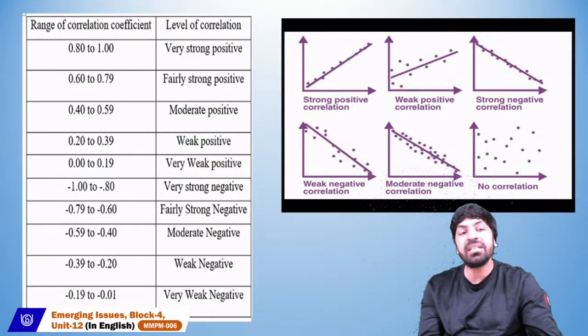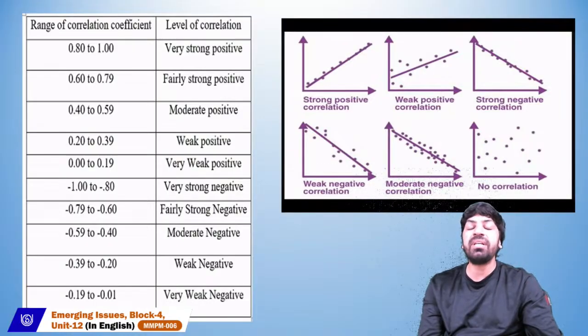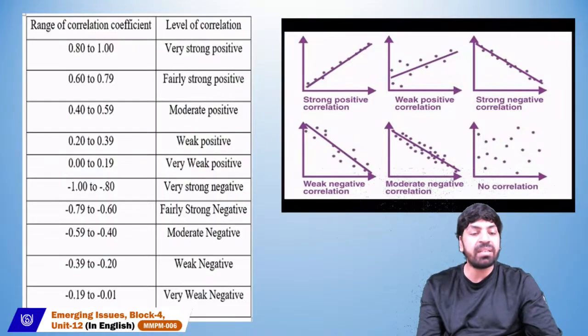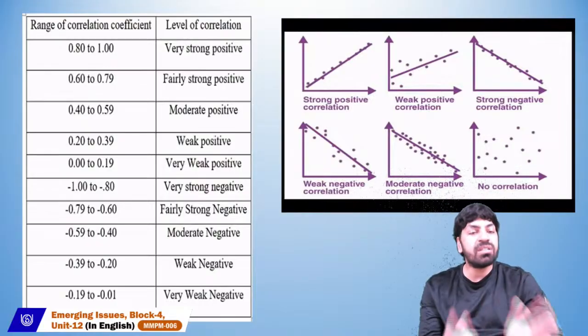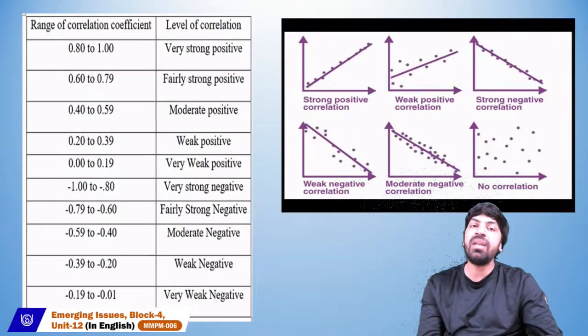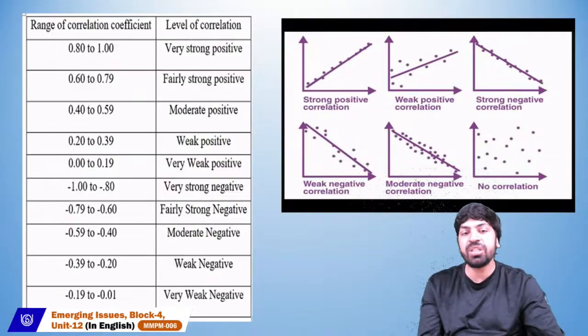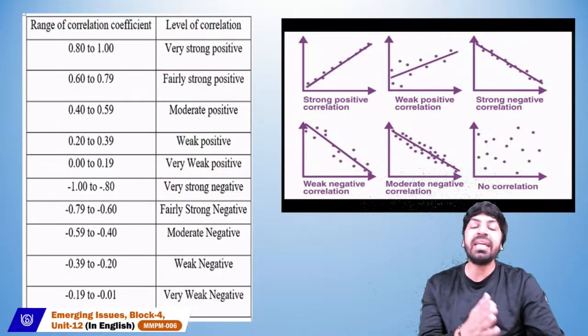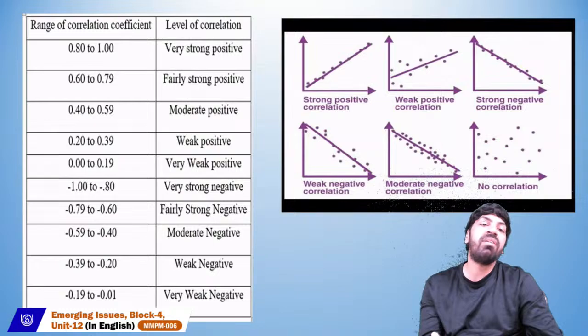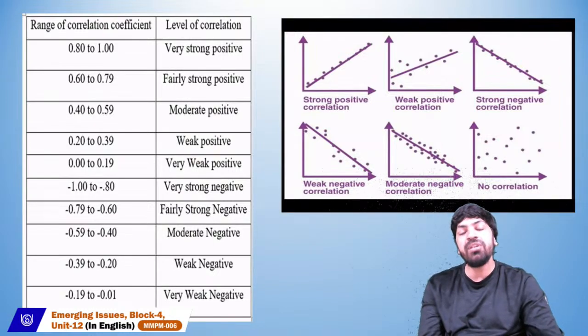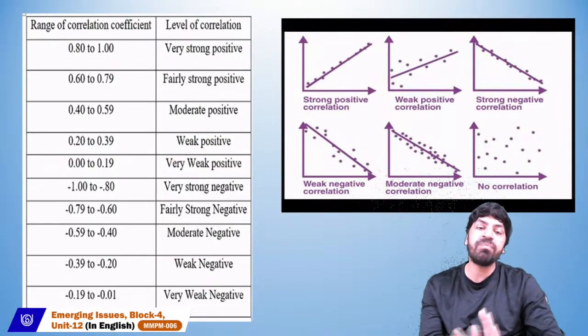There is also another category, that is very weak negative correlation, which comes under -0.19 to -0.01. So these are the ranges of the correlation coefficient and the level of correlation. If you have any values which come under these ranges, you can easily indicate what level of correlation it would be. And accordingly, the diagram could be drawn based on the data which has been shown.